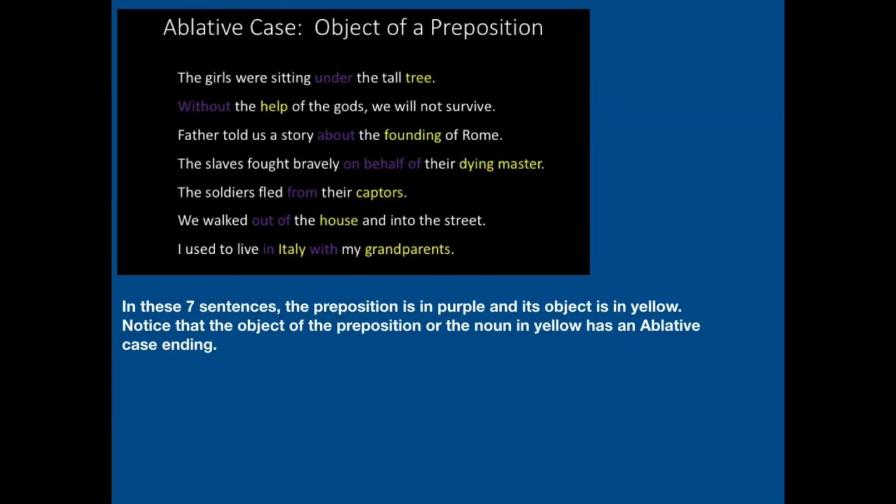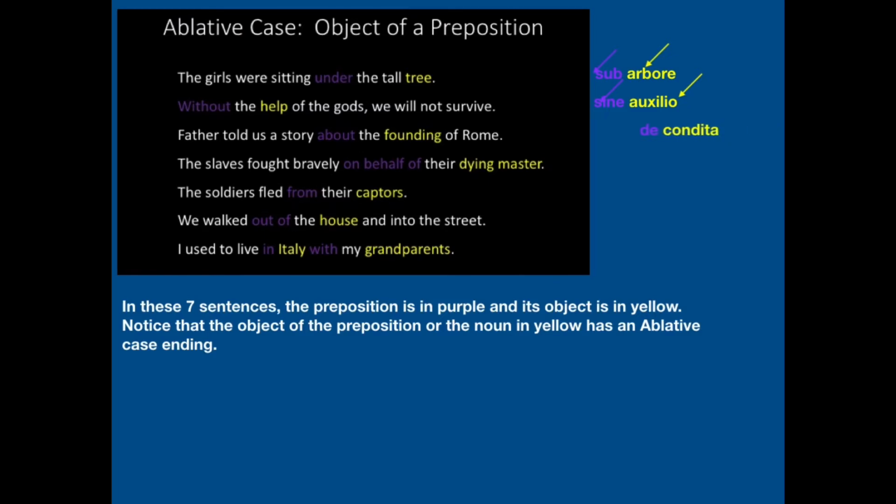Now look at these sample sentences using the prepositions. Under is in purple, just like the Latin word sub, and tree is in yellow with the ablative inflection E. Without the help of the gods, we will not survive. Without is the Latin preposition sine, and it takes the ablative case. We can see that inflection on auxilio.